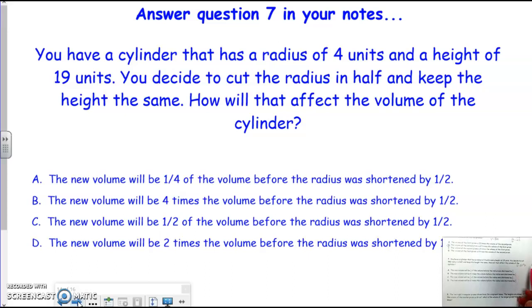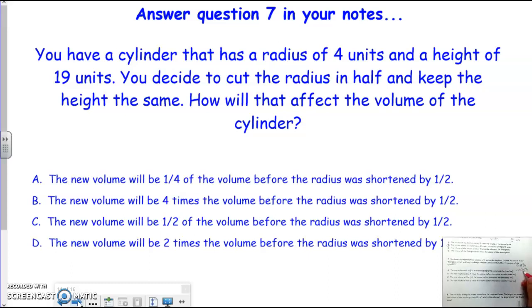So what we are wanting to do is take the radius and cut it in half. So let's look at this right here, this r squared. Okay, so we want to replace this r with 1/2 r. So we're going to have pi times (1/2 r) squared times h. That's going to be our new volume.